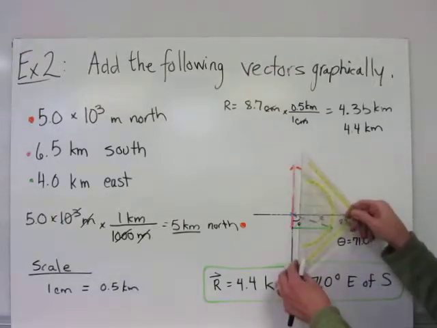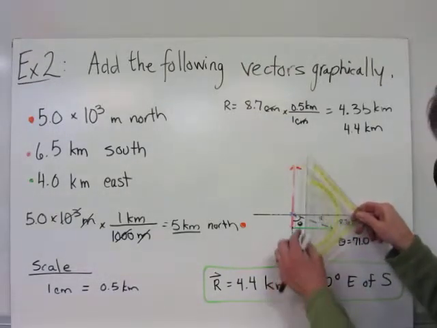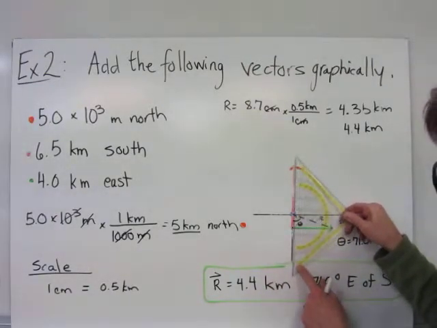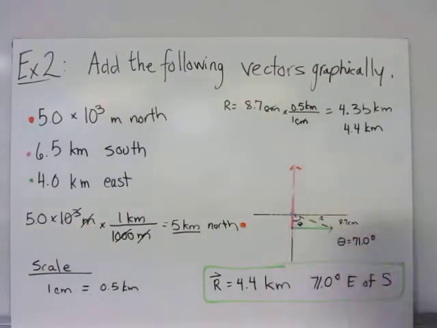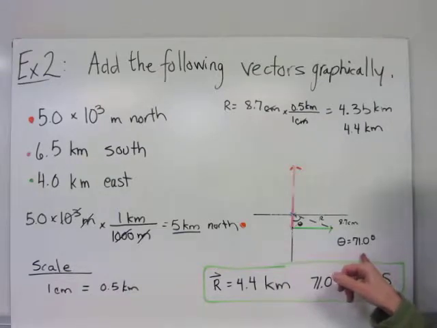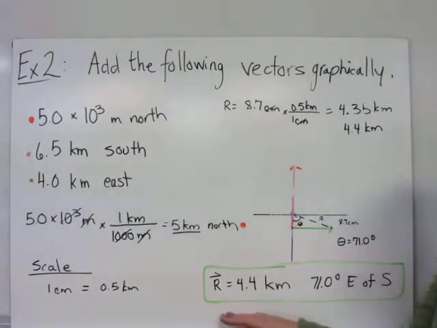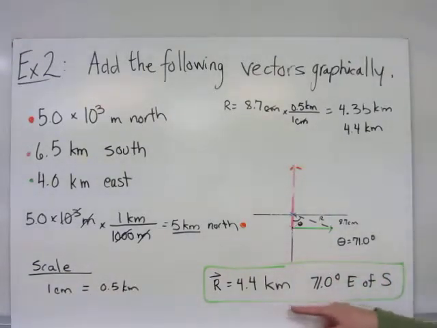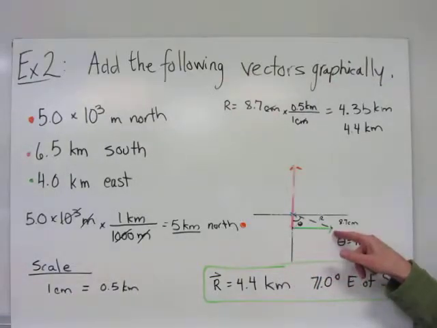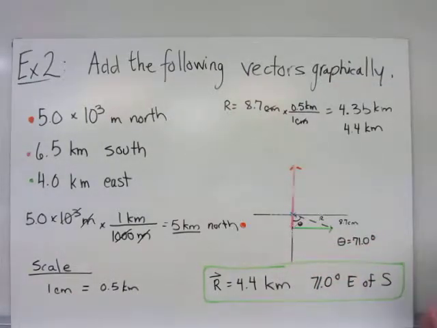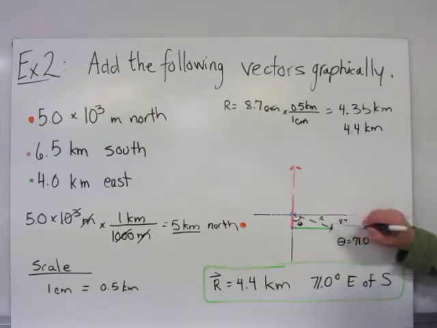And if I place my protractor like this, there's the 0 mark, and I read to the black line, my resultant, my angle is 71.0. My final statement is 4.4 kilometers, 71 degrees east of south. South, and then go 71 degrees towards the east. And I should have a tip right here.